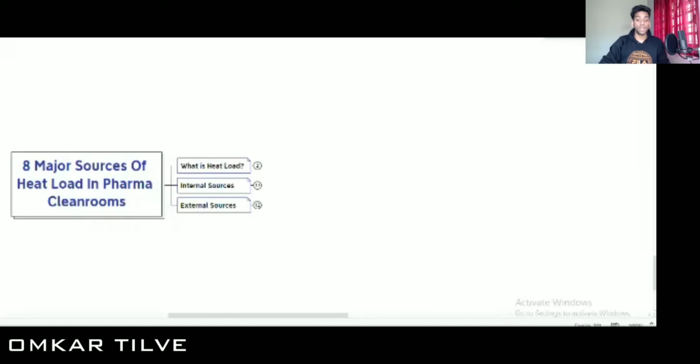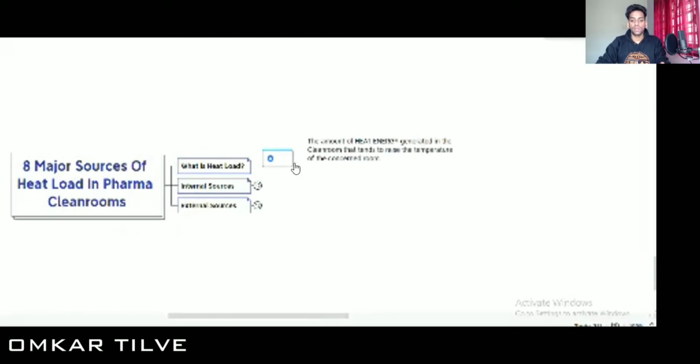In this video, you will learn the 8 major sources of heat load in a pharma clean room. Before we get into the sources of heat load, let me tell you what is a heat load. The heat load is the amount of heat energy generated in the clean room that tends to raise the temperature of the concerned room. Any equipment or anything which can raise the temperature of the clean room or add heat to the clean room is considered as a heat load of that clean room.